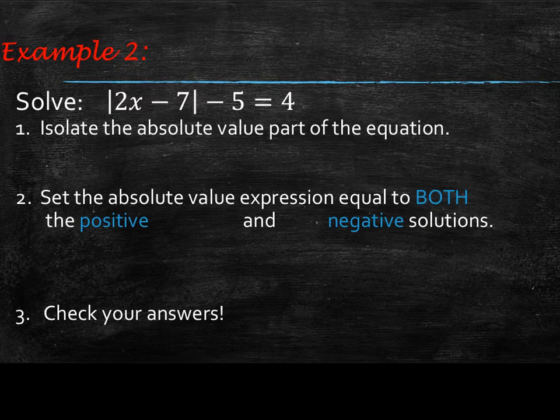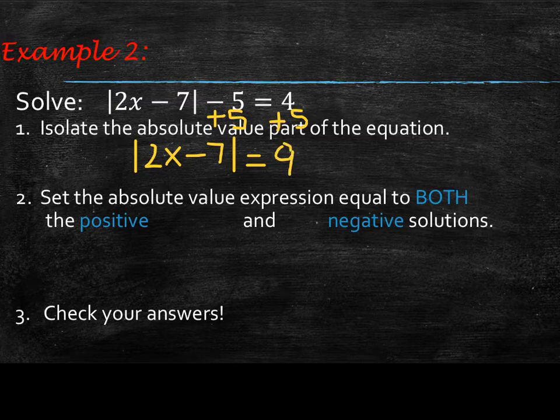Okay, so let's look at our next example. We have the absolute value of 2x minus 7, minus 5, equals 4. So the first thing we're going to do is isolate that absolute value, which means we would need to add 5 to both sides. And that would give us the absolute value of 2x minus 7 equals 9. And then your next step is to set it equal to both the positive and negative.